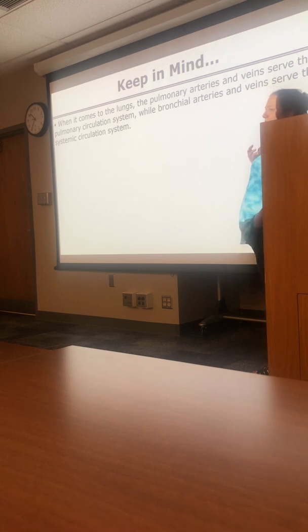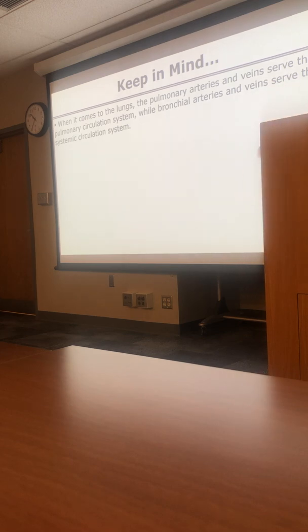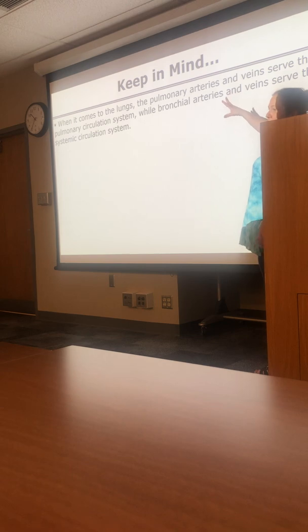We still have to supply the lung tissue. And so there's another set of arteries and veins called bronchial arteries and veins that are much smaller. Those bronchial arteries and veins serve the lungs as part of the systemic circuit. So they're bringing oxygenated blood over to the lungs and picking up carbon dioxide and bringing it back to the heart. Okay? So when you're looking at the blood vessels associated with the lungs, if they're really big, they're going to be pulmonary. If they're much smaller, they're going to be bronchial.